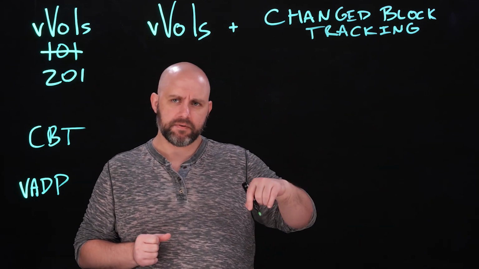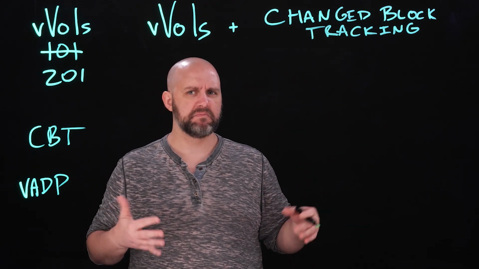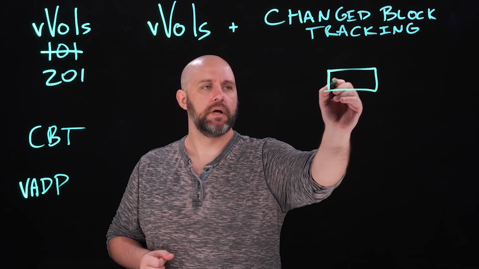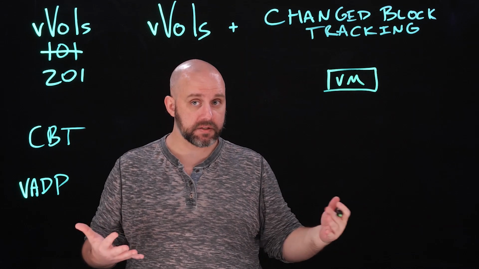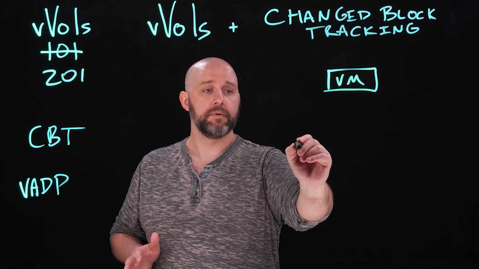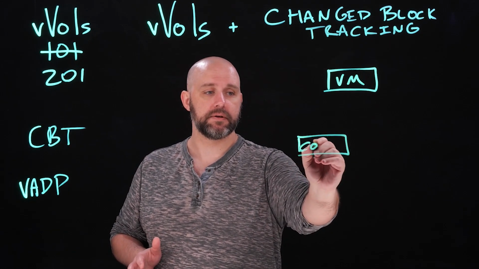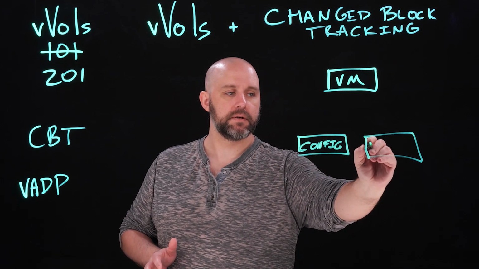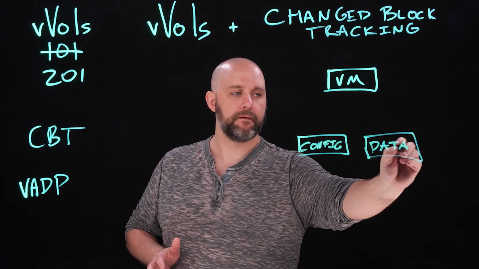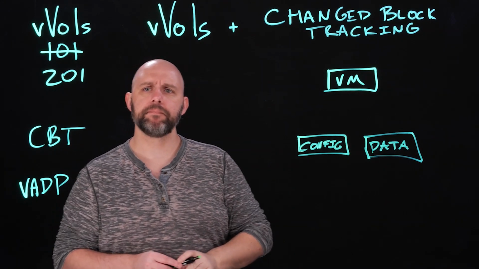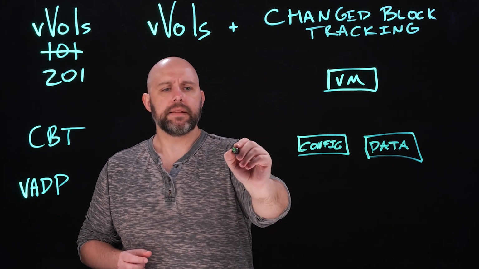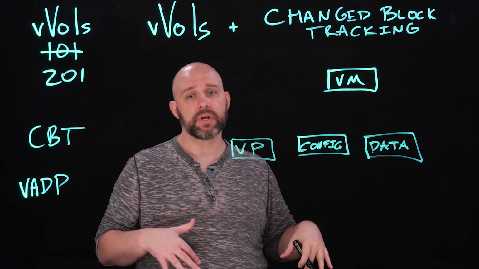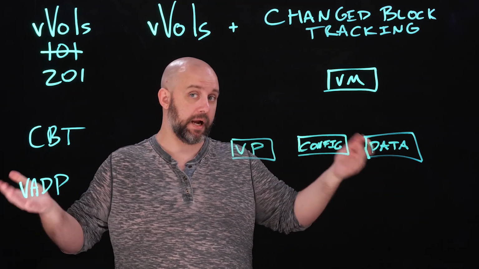Now, how do vVols work with change block tracking differently than VMFS? Well, recall that a vVols-based VM has those granular objects on the array, meaning it has its own volumes, its config, and for each virtual disk, a data vVol. And these are volumes directly on the array. And that array has its VASA provider that vSphere is going to communicate with to figure out what's going on.